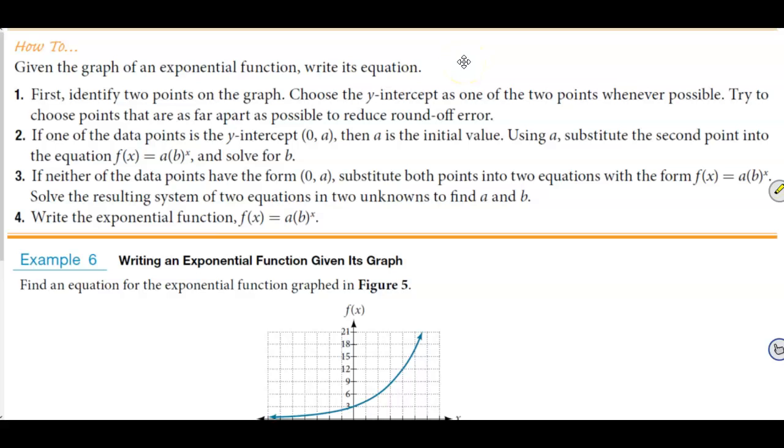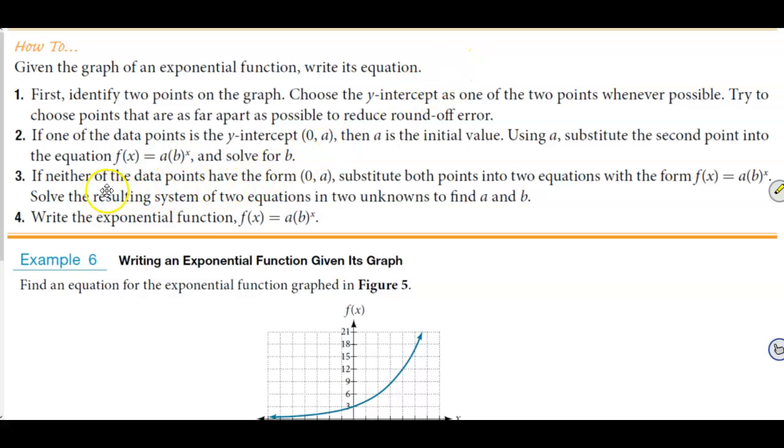We want to choose the y-intercept as one of the 2 points whenever possible. Try to choose points that are as far apart as possible to reduce round-off error. In step 2, if one of the data points is the y-intercept, (0, a), then we automatically know that a is the initial value. Using a, you would then substitute the second point into the equation f(x) = ab^x, and then solve for b.